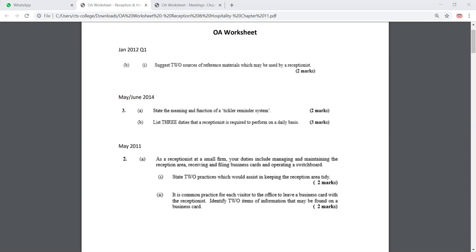Two references that maybe are used by the receptionist. Is Dominic there? Dominic, can you answer the question? I see she has her hand up. Miss, can I have the answer for that first one? Let me hear. What reference material can the receptionist use here? In the office? I was going to say indexes and something about now.